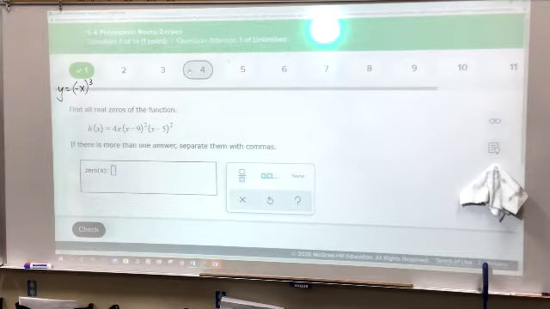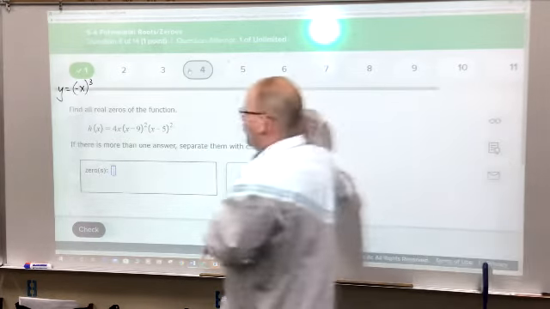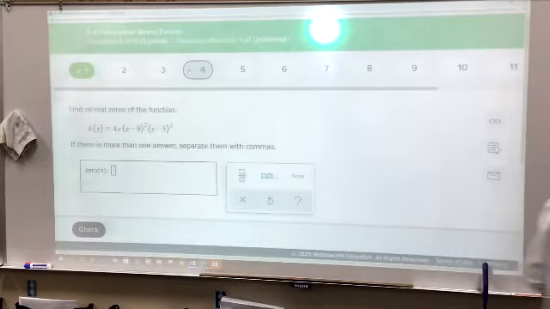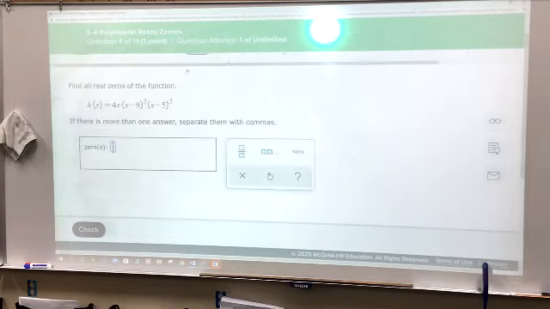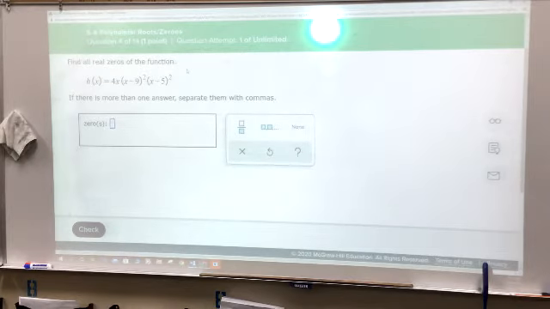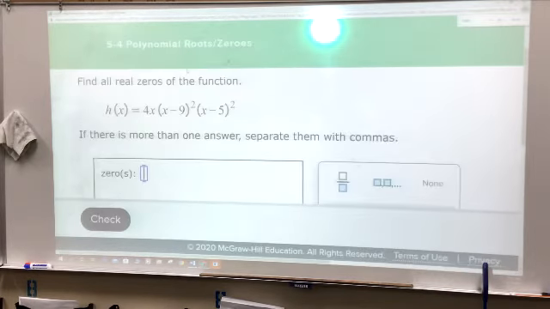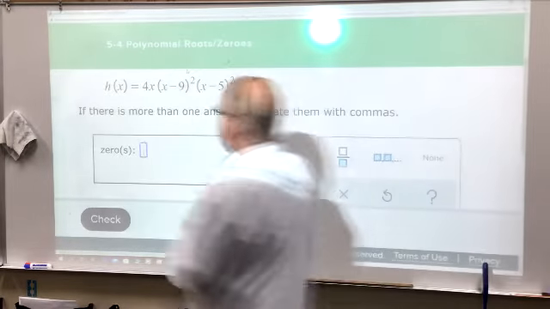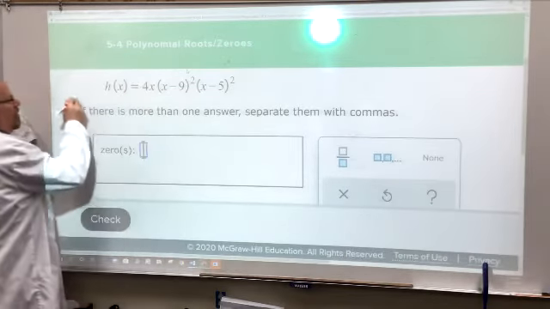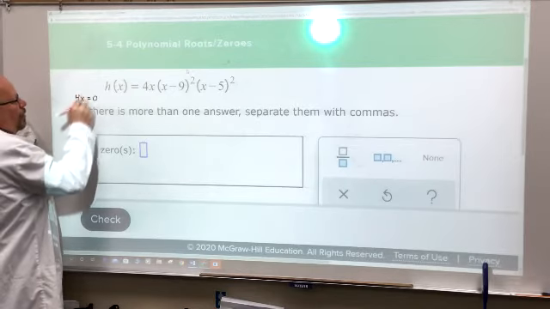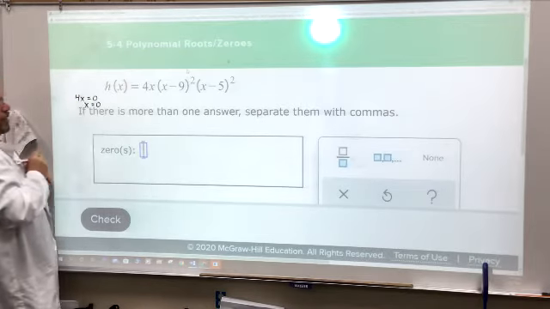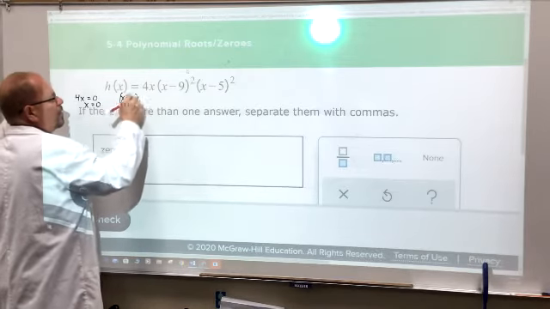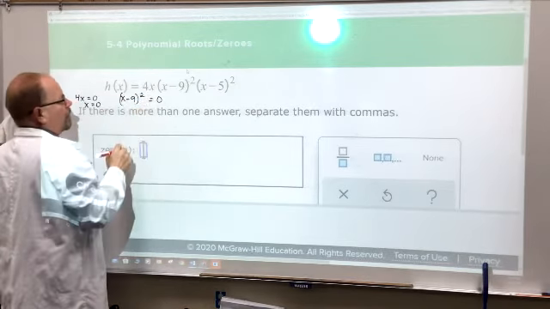We're going to find all the real zeros. Now this is fun. All the real zeros. In other words, we have to get all the factors and solve it. Not as hard as it may sound. So 4x equals 0. So x equals 0. That's one of the zeros. x minus 9 squared equals 0.